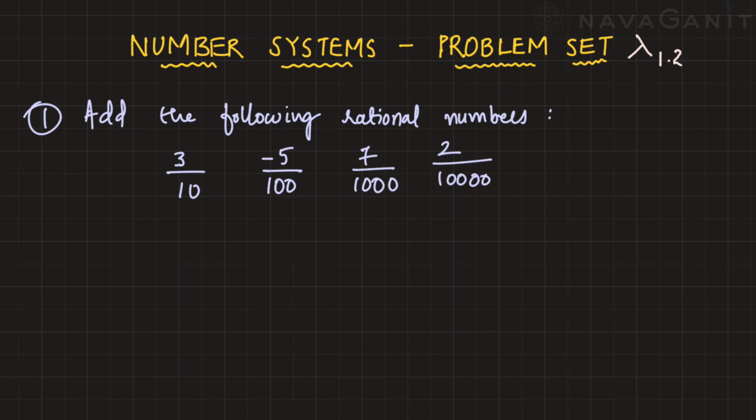All, let us take up this problem where we need to add the following rational numbers: 3 by 10, minus 5 by 100, 7 by 1000, and 2 by 10,000. So we need to add all of them. So what is the first step? We find out the LCM of all the denominators: 10, 100, 1000 and 10,000. So in this case, the LCM would be 10,000 itself.